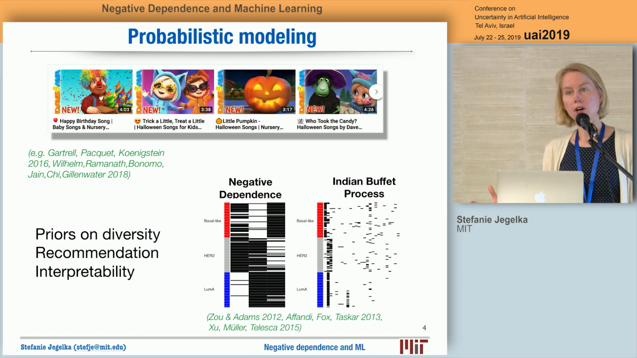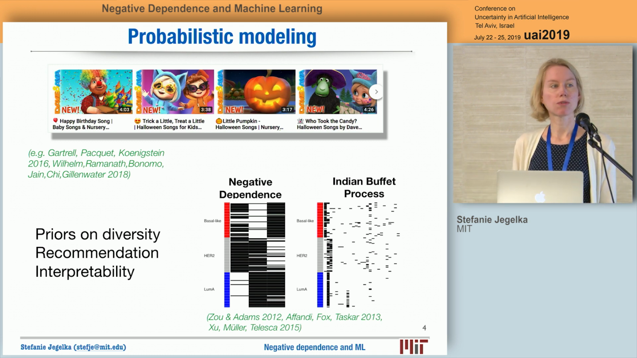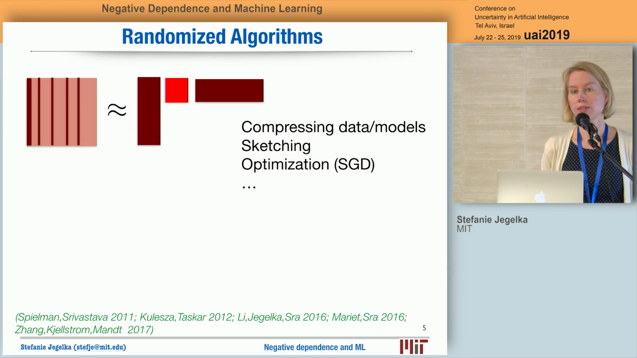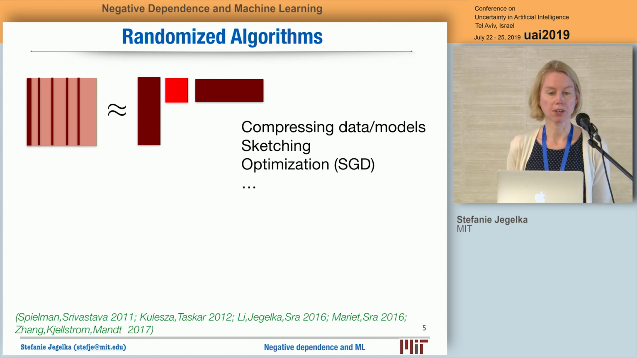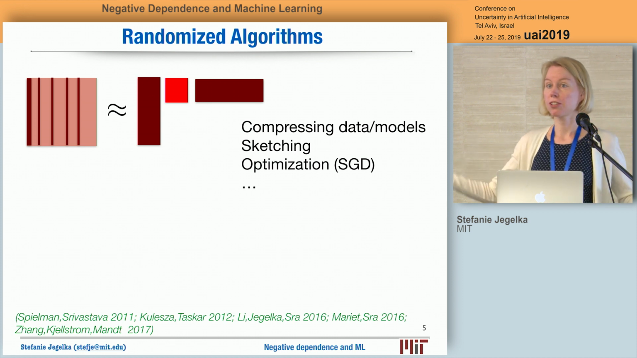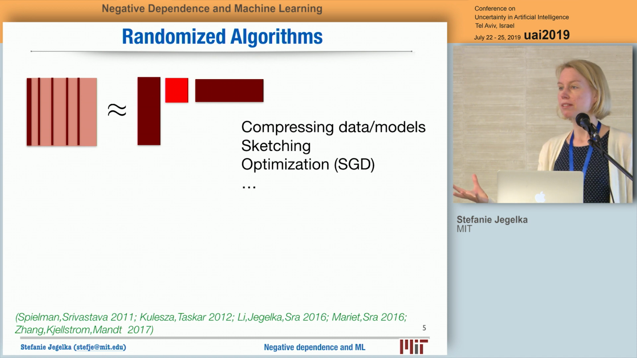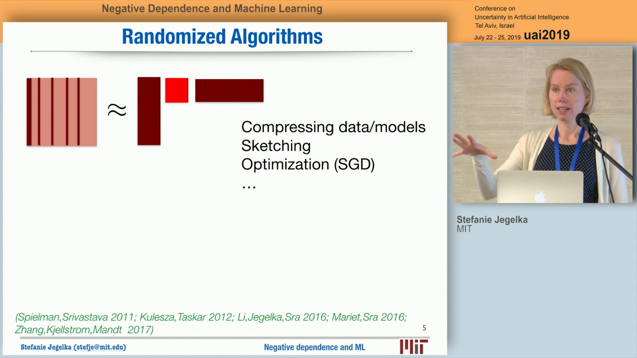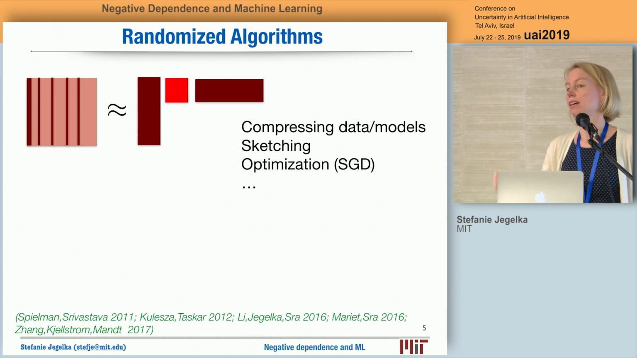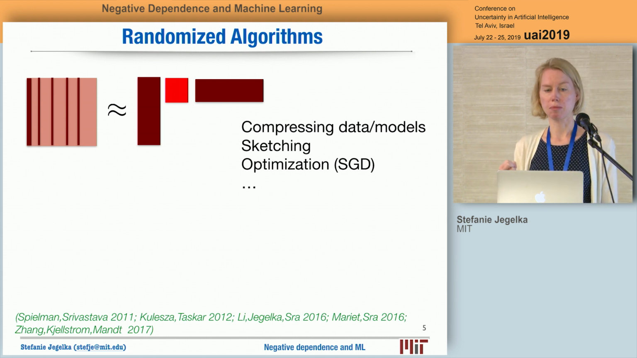But so probabilistic modeling is one side where this is very useful. There's other areas in machine learning where this comes up. Another one is randomized algorithms, where you especially care about the sampling part. We are probably all familiar with the problem that we have large data sets, large models, and we want to somehow compress them. One way to compress them is to take this large thing and sample a random subset of it, however you define that, and that is actually going to give you a summary of it.